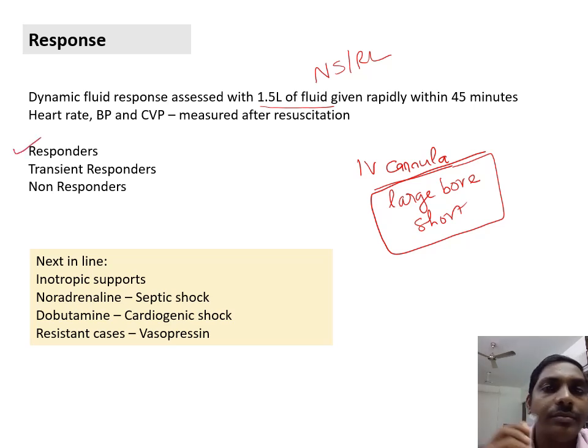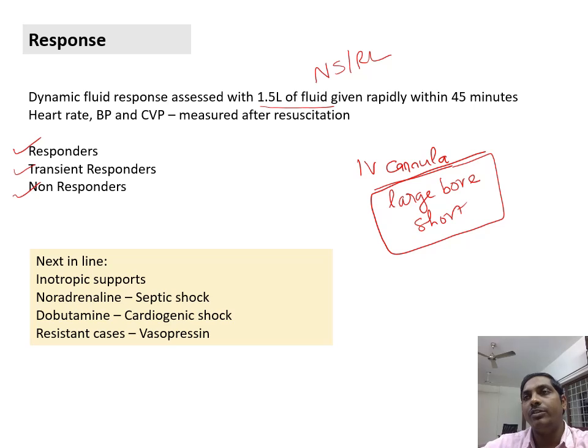They are called responders. Transient responders respond initially after a period of fluid resuscitation, but ongoing bleeding will be happening. So after 20 minutes, they cannot maintain these clinical parameters. They will again go back to tachycardia and hypotension. They are called transient responders. Whereas non-responders are patients we are intervening in at a late stage, when the patient has developed a moribund or decompensated state of shock, so there will not be any response. Based on this initial dynamic fluid response, we classify the patient as responder, transient responder, or non-responder.